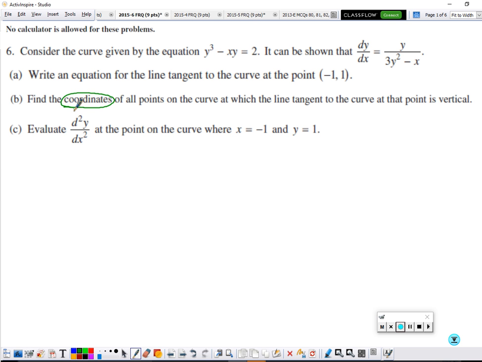On the curve, where the tangent to the curve is vertical. Okay, tangent means slope at a point. To have a vertical slope, you have to end up with some number divided by 0. That's what causes the slope to be vertical. So what we're going to pay attention to here is that we don't care about the numerator, we just want the slope to be 0 on the bottom. We have a formula for the slope, so we want that to be 0. So let's look at part B here.